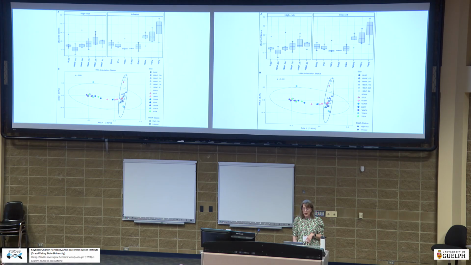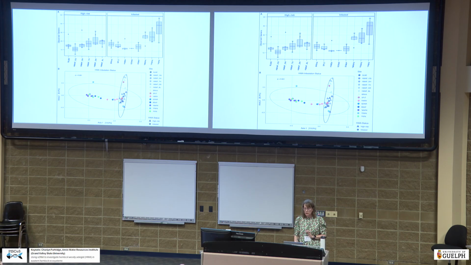So at the top, well, not technically alpha, we're looking at observed genera on our top one. So here we have our high-risk sites and our infested sites. Again, our site names are on the X. And so what it's showing is that statistically speaking, there's no significant difference in alpha, in the number of observed genera between our infested and our high-risk sites.